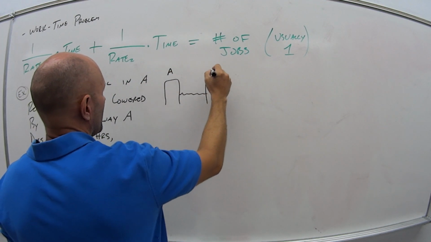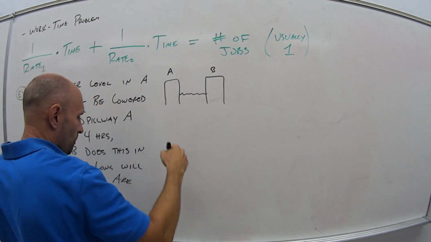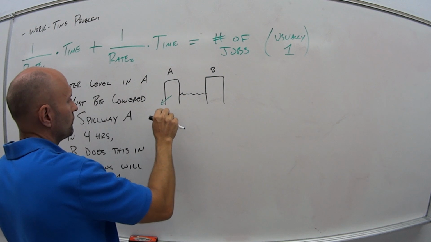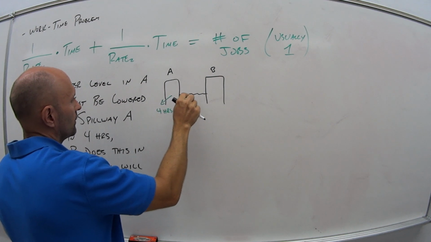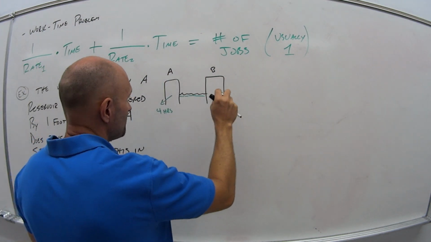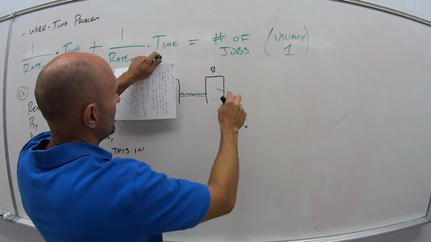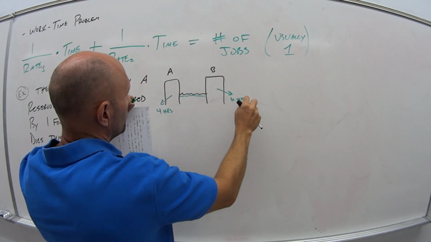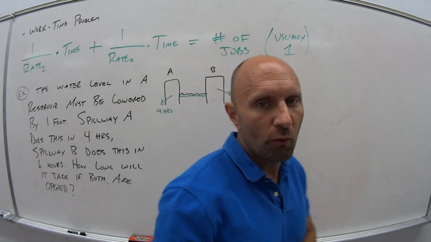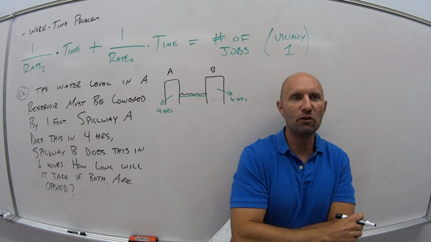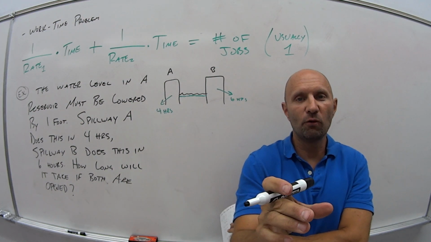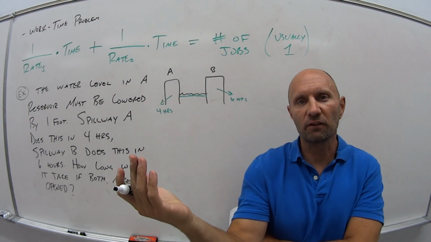So here's spillway A, here's spillway B. If they open A all by itself, in 4 hours, the water level is going to come down 1 foot. If just B by itself, if they only open B, left A closed, in 6 hours, again, the reservoir is going to drain 1 foot. So before I start this problem, I know my answer has to be what? Less than 4, between 4 and 6, or more than 6.